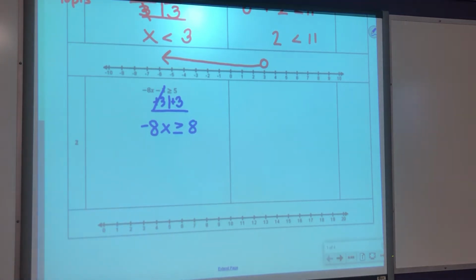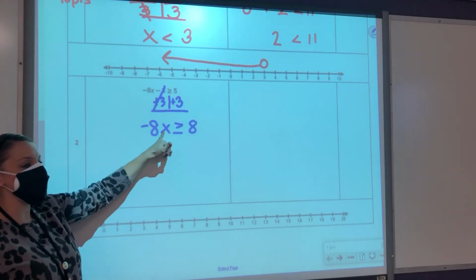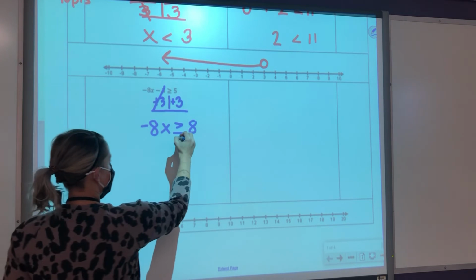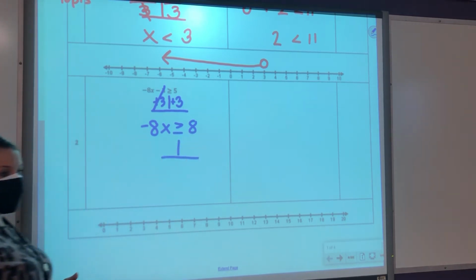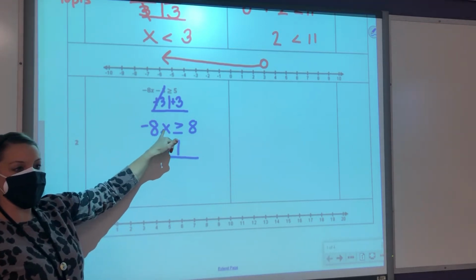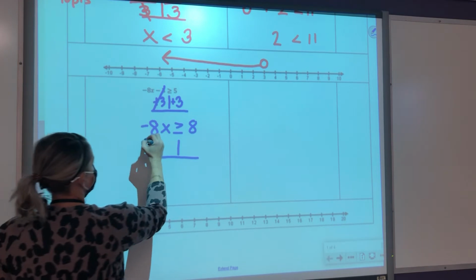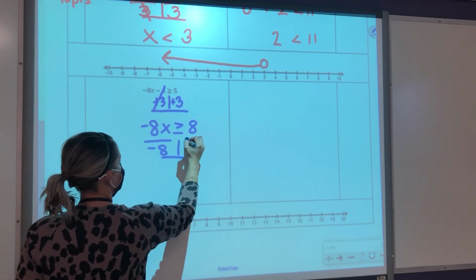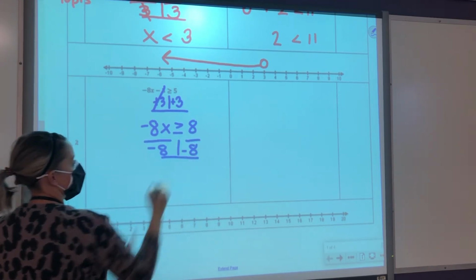So again, we already took care of step 1. We added or subtracted the constant term. Now we have negative 8 times x, so we need to do it again. 2 steps, 2 upside down T's. Negative 8 is being multiplied by x, so we have to divide by negative 8. We divide left by negative 8 and right by negative 8.